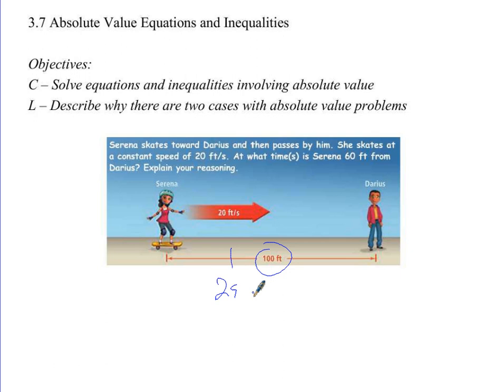Yeah. So after she passes by him, she'll keep going, and eventually she'll get to be 60 feet away from him again. So here, 60 feet away from Darius, how long does it take her to get there? If she's going at 20 feet per second, 8 seconds. Think about it. How long does it take for her to get to Darius? 5 seconds. 20 feet per second, she goes 100 feet, that's 5 seconds. But then she continues going, and every second she goes another 20 feet. So that's 3 more seconds on top of that, for a total of 8 seconds.